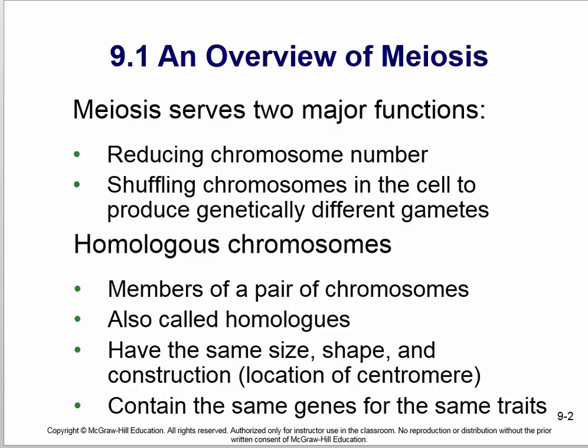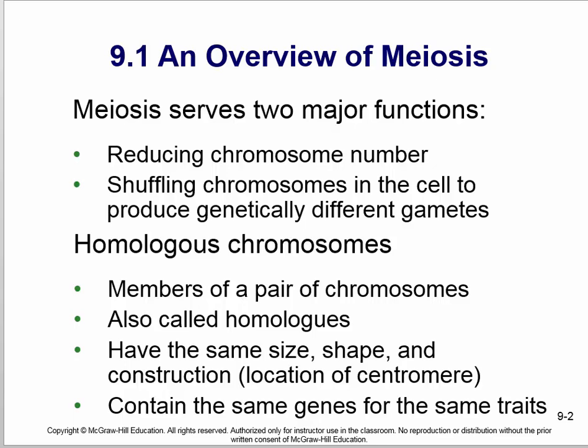In humans, meiosis begins the process that produces cells called gametes, and we'll learn about that later, which play an important role in sexual reproduction. In humans, sperm are the male gametes and eggs are the female gametes.